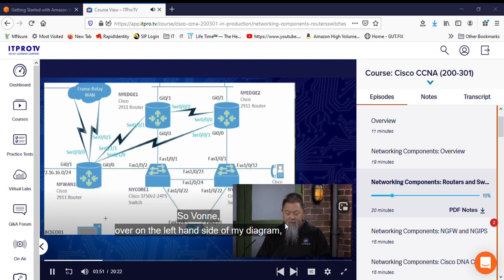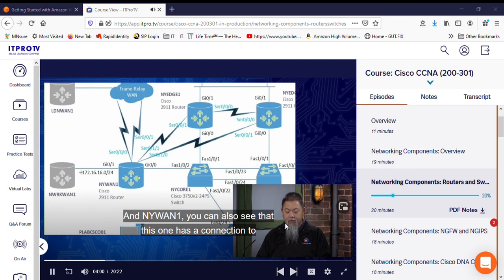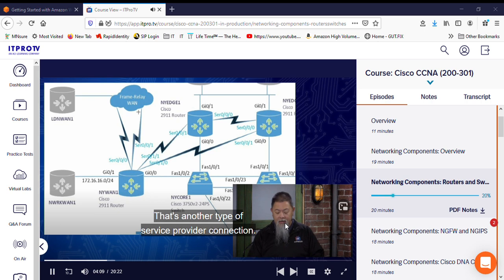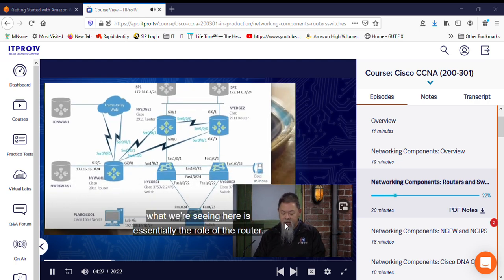So Vaughn, over on the left-hand side of my diagram, right down here, we can see one called NY-WAN1. And NY-WAN1, you can also see that this one has a connection out to an older type of what we call frame relay WAN connection. That's another type of service provider connection, as well as over here to what looks like a Newark WAN 1. So this is maybe a branch office connection. That's a direct point-to-point connection over here that we can also have available to us. Now, Vaughn, in this type of diagram, what we're seeing here is essentially the role of the router. Notice it is providing us WAN connectivity, okay?